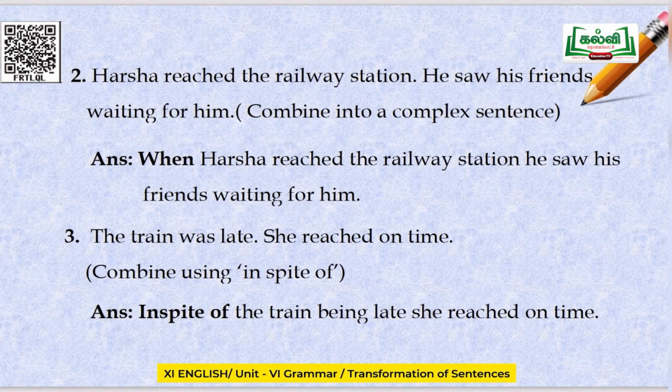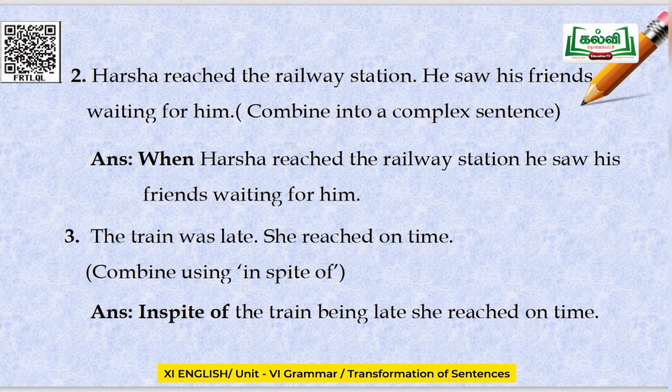Next sentence is Harsha reached the railway station. He saw his friends waiting for him. Now you have to combine these sentences into a complex sentence. Now you need to understand the meaning of these two sentences. So this denotes the time, so adverbial clause of time. What are the conjunctions you had in the place of adverbial clause of time? You have when, after. Yes. So you can use when or after. Here, when Harsha reached the railway station, he saw his friends waiting for him.